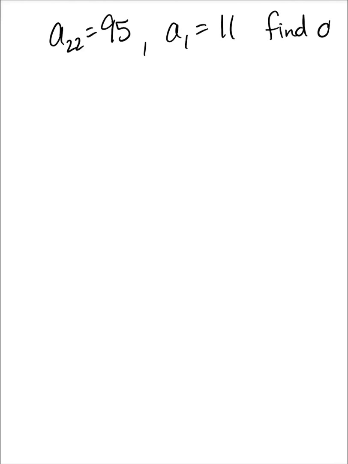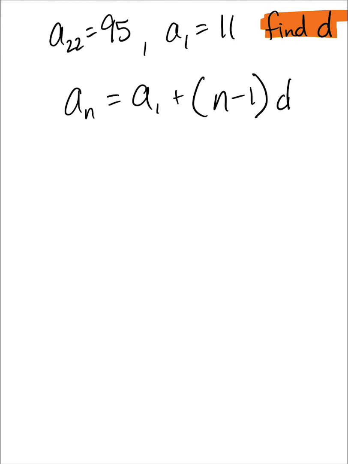So I'm looking at 22 now. The value for my 22nd term is 95. And then it's telling me my first term value is 11, and I want to find d. So looking for d. Okay? So I think you can start to see how this works out. The hardest part, if you want to call it that, is plugging in your terms, and then after that it's just simple algebra, which you guys are extremely capable of doing.